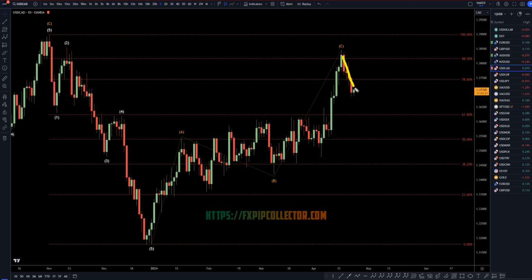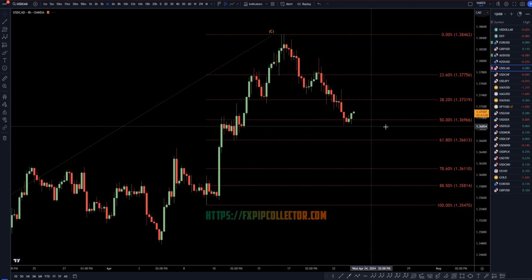On the other hand, if it makes a 1, 2, 3 and it just keeps on going like this, then I'll just hold on to my shorts and I'll just enjoy the profits and maybe even add to my position on the way down. So let's take it down to the 4 hour time frame.